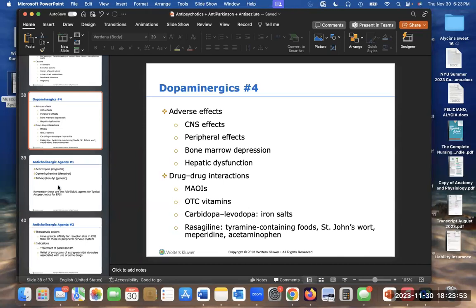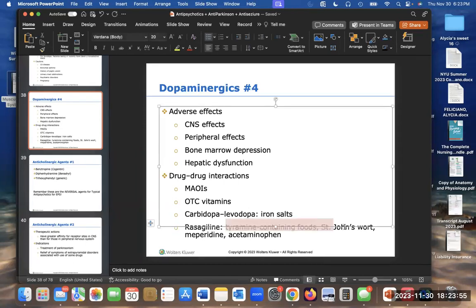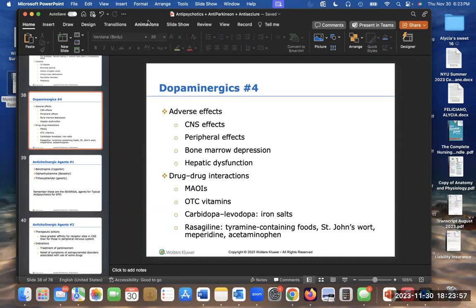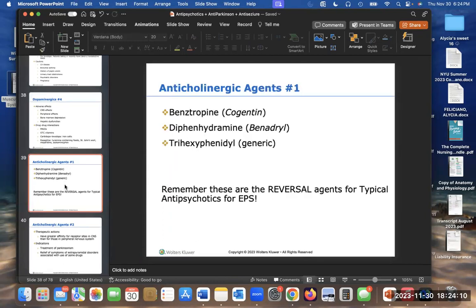Meperidine and acetaminophen. But I would remember tyramine-containing foods, that's like everything, right? Those aged cheeses, those wines, those salami, pastrami, all of those cold cuts or those kinds of meats, things like that. No yogurt, no fermented yeast, all of that.